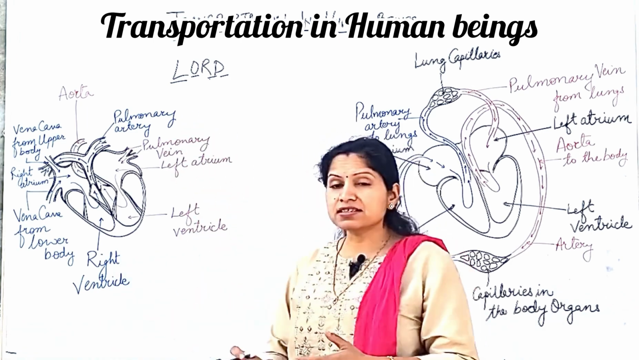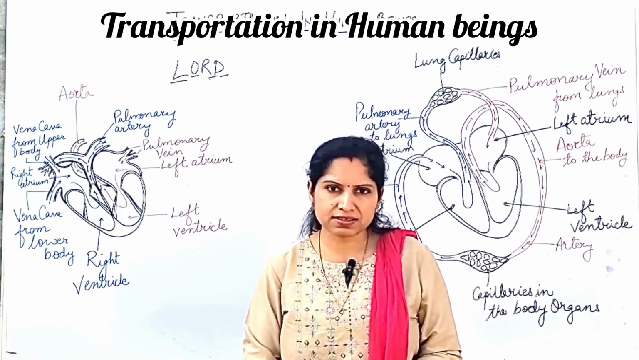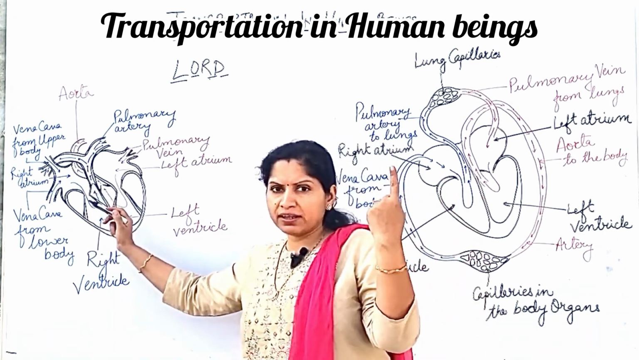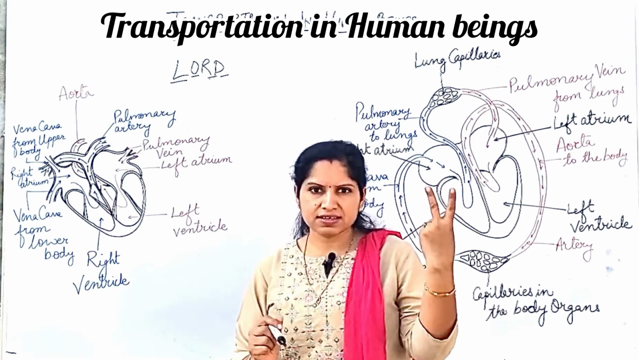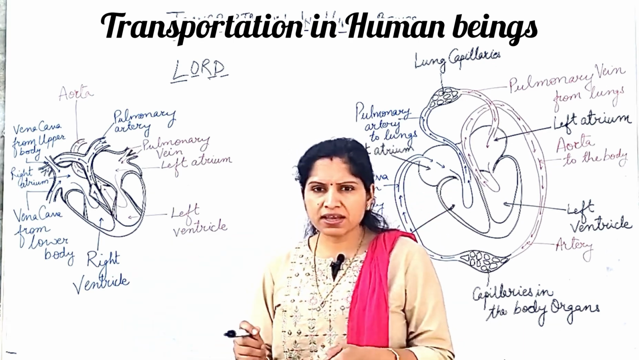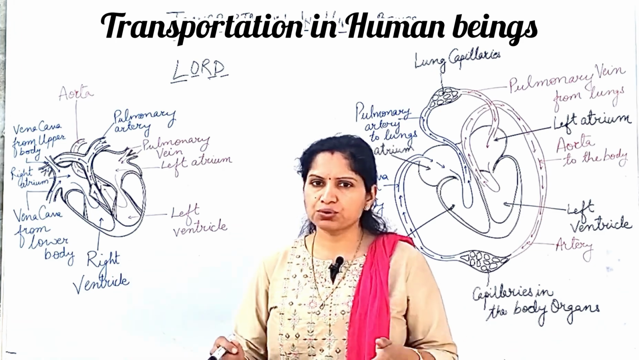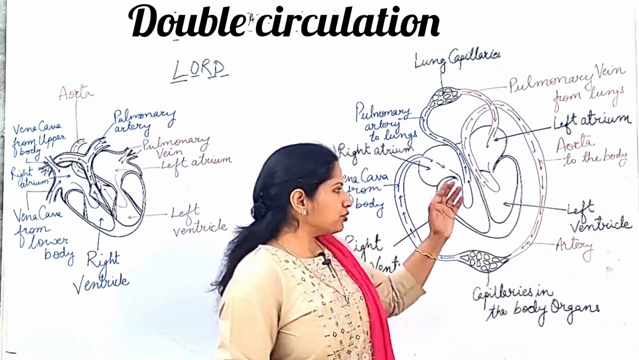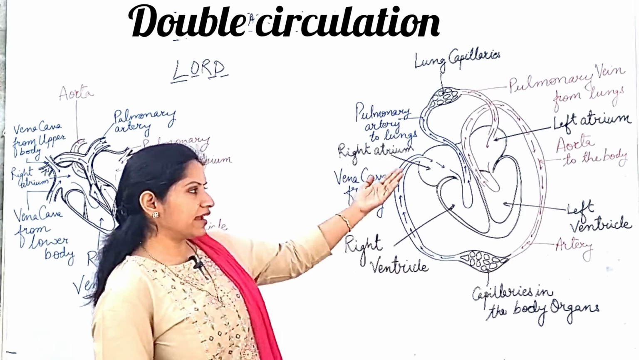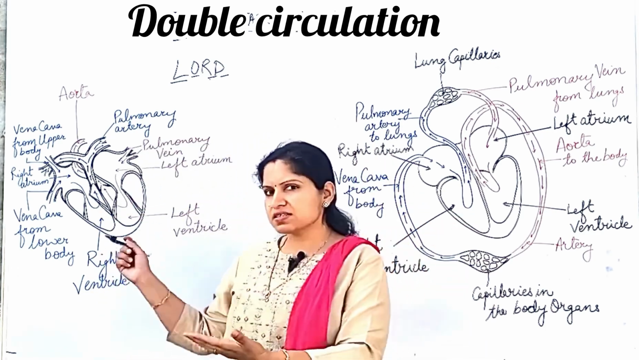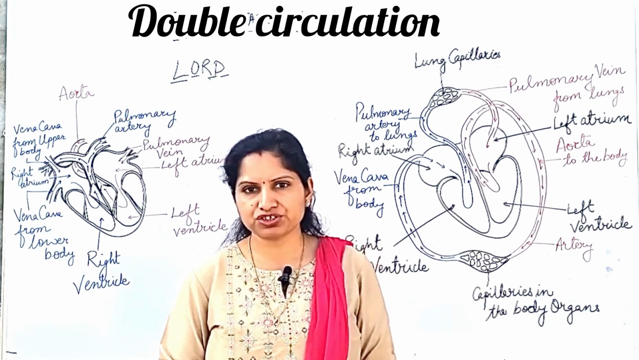In this complete circulation, the blood is passing through the heart twice. Once coming from the body and second time coming from the lungs. Since the blood is passing twice through the heart, it is known as double circulation. To express double circulation, we draw a diagram like this. I'll explain this as well, but this is known as double circulation.